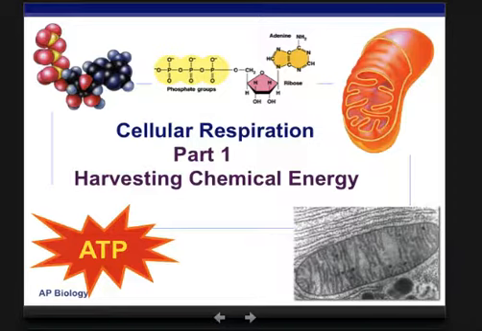So that's the end of cellular respiration part 1, which is the first 5 pages of chapter 9, just to try to simplify it for you so that you don't kill yourself trying to understand all those details. So hopefully that was helpful.